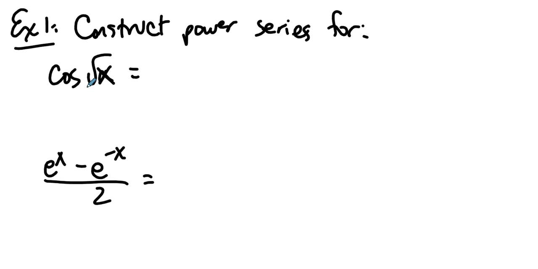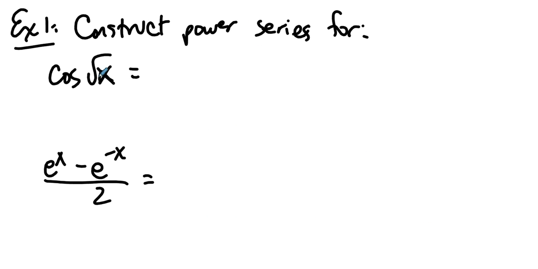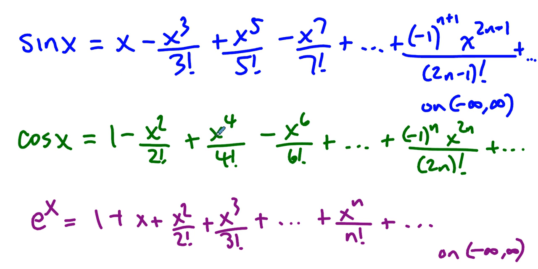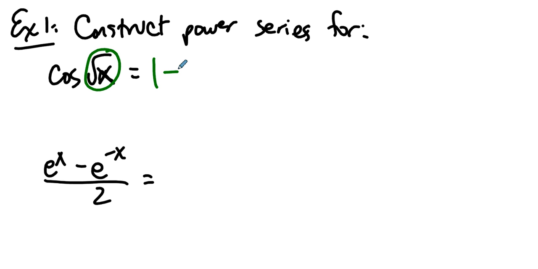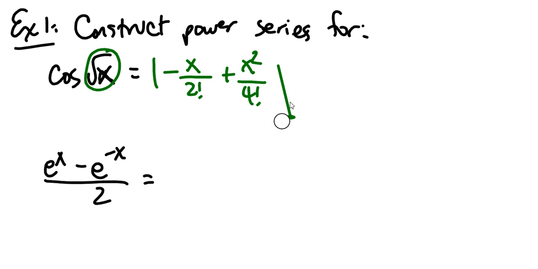What do we know? We know that cosine of x is this green series. So cosine of radical x is what we get when we put a radical x here, here, here, and so on. So that's 1 minus radical x squared over 2 factorial plus radical x to the 4th over 4 factorial, minus radical x to the 6th over 6 factorial, and so on.